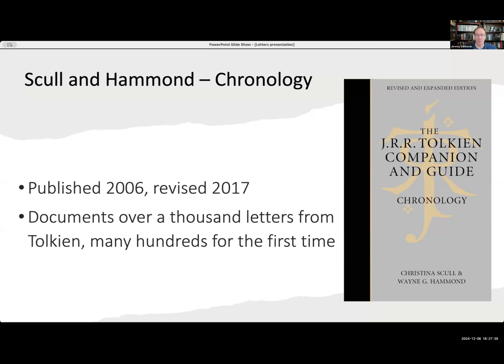So this was a landslide moment in understanding Tolkien's letters, because there's well over 1,000. We haven't finished counting them and documenting them all at this point, but the sheer volume of letters that are documented in Chronology, and many hundreds of which are not documented anywhere else. This is the first time the public became aware that these letters existed and who he was corresponding with. So it was a very important addition to our knowledge of Tolkien's letter writing.